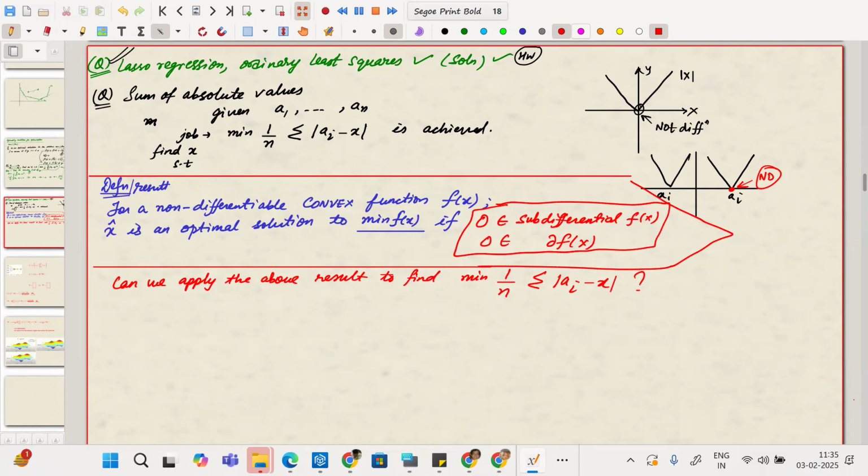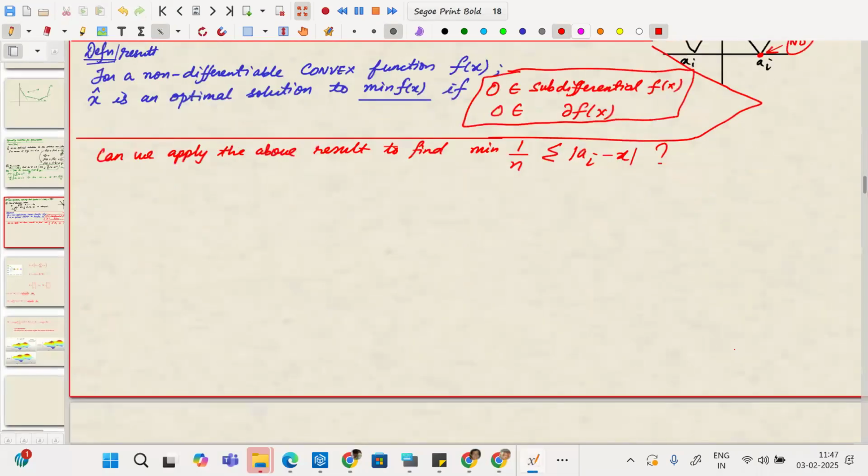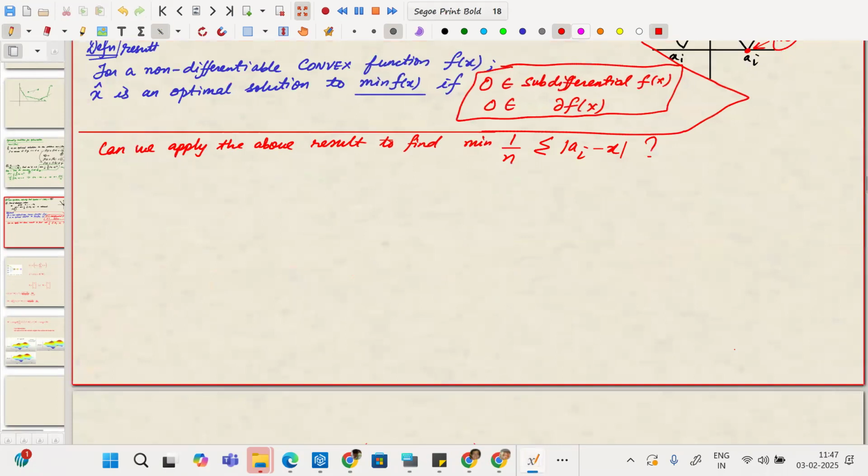Just think, I will give you 1 minute. Just think how it should work. Think, 0 needs to be an element of the subdifferential. Can you find the subdifferential of this function? Okay. Let us be back.